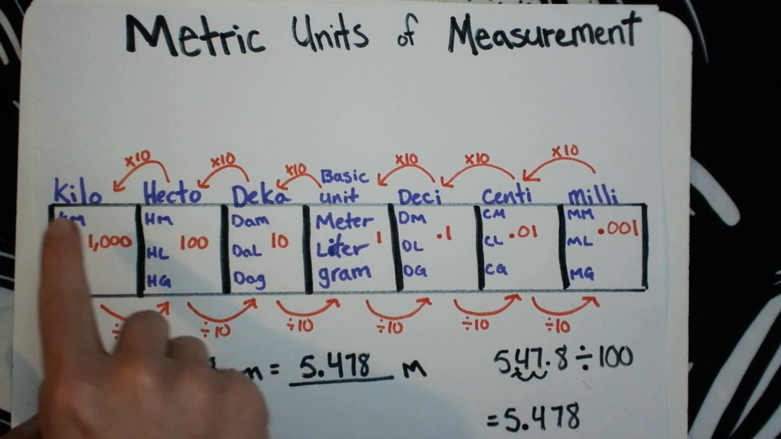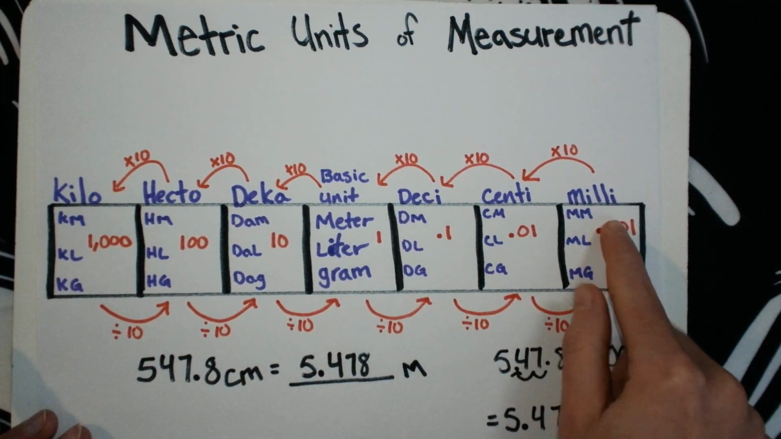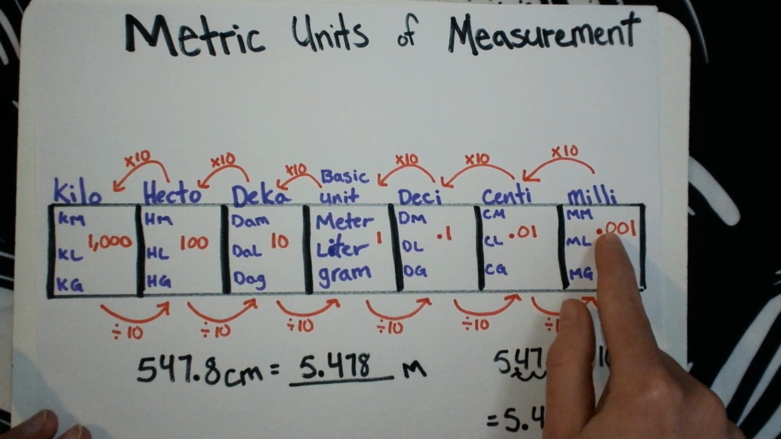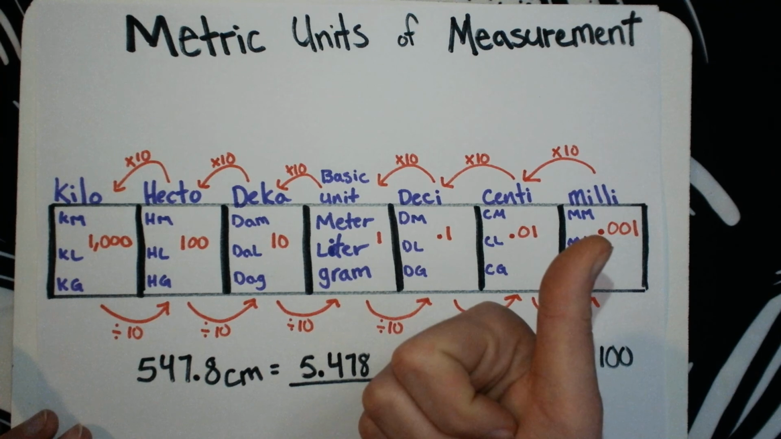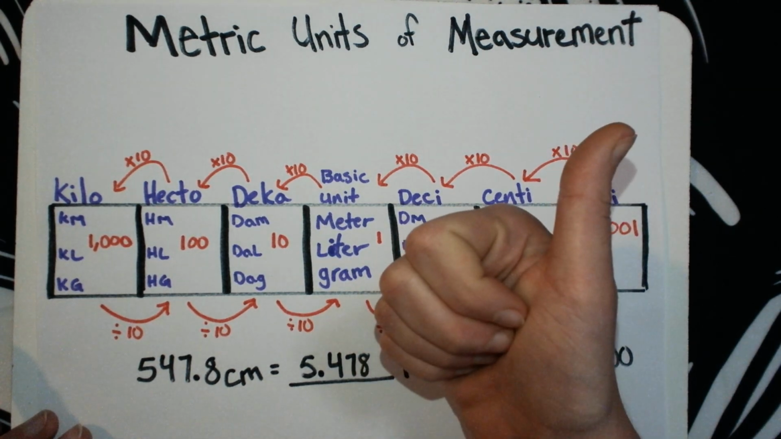And this is King Henry died by drinking chocolate milk. King Henry died by drinking chocolate milk. That way I can really remember the order, so I'm going to be able to tell what power of 10 I need to use when I multiply or divide for my conversions. Great job, mathematicians.